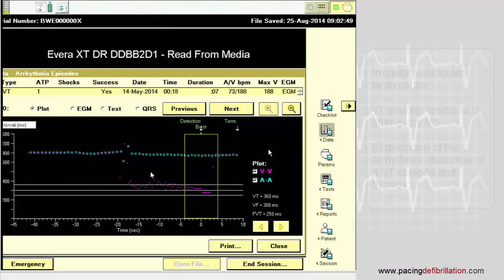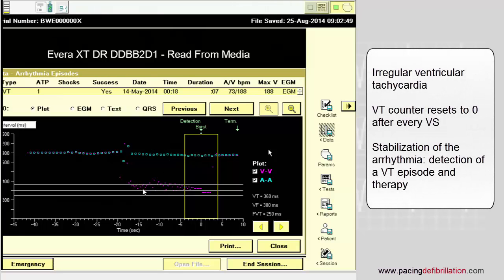atria. Some of the cycles are in the VT zone, but some of the cycles are outside the VT zone, and this explains why there is quite a long delay before the initial detection of the VT episode and the delivery of the burst. Indeed, every one of the cycles classified VS, because outside of the VT zone, had reset the VT counter to 0.